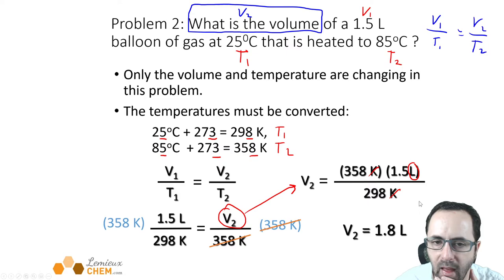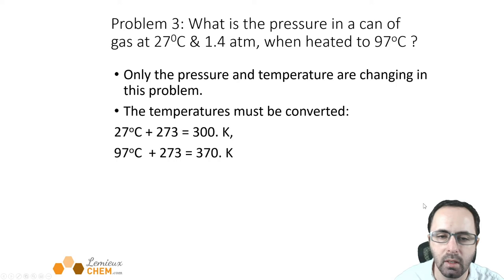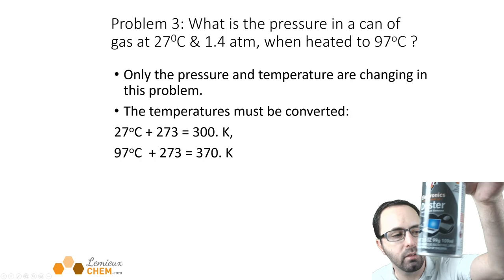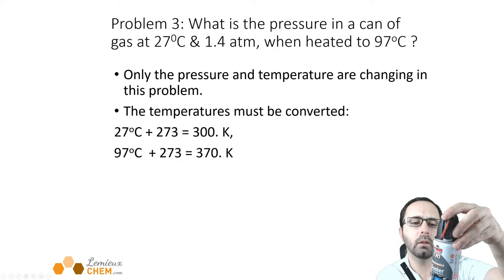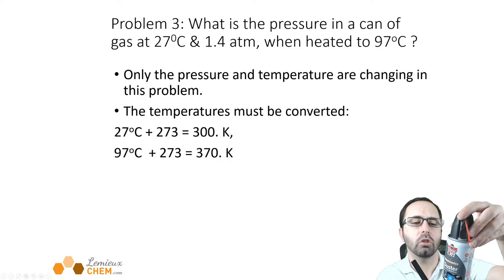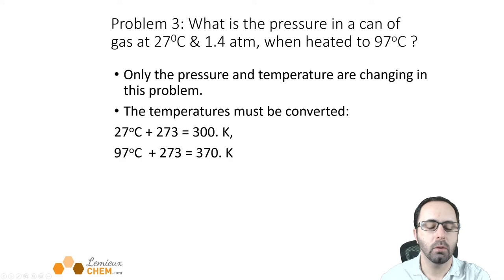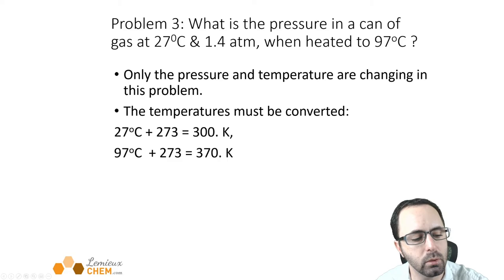So there's that one. Let's do another one. This is a problem about a can of gas. If you've ever had a can of hairspray or anything that's pressurized, like this air duster right here, you'll see that it will tell you to keep it at a particular temperature. Don't let it get hot, basically. This is because if it gets hot, it can explode, because the pressure in the can will get so big that it could explode. So for that reason, there's a relationship to gas laws here.